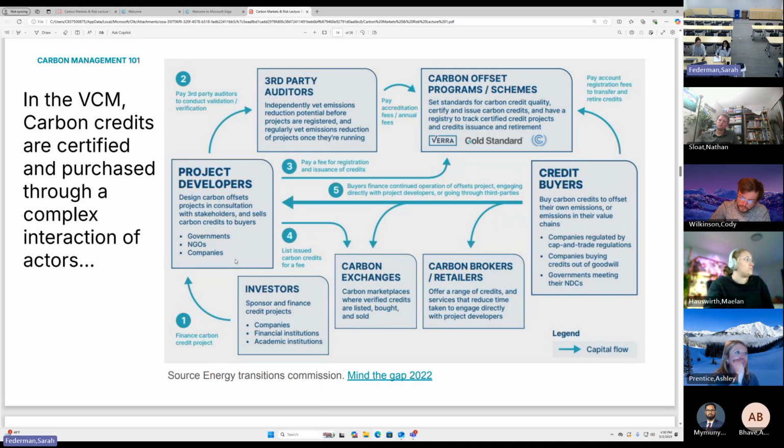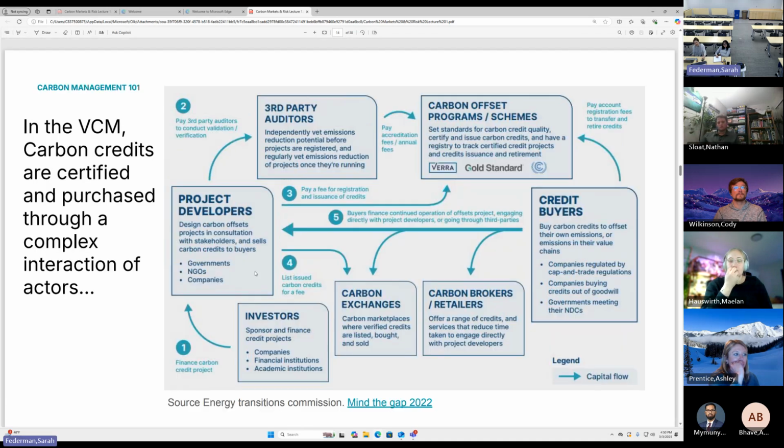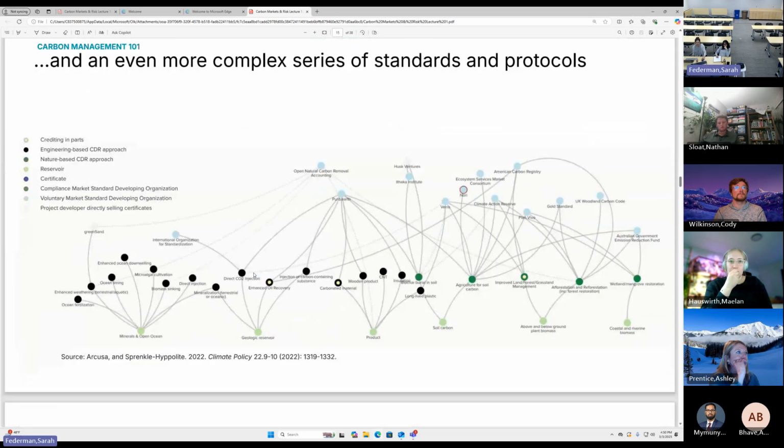Often developers won't work alone. They'll have a bunch of implementing partners. All this is to say that there's a lot going on to generate the projects, to verify the projects, and then to get them sold. And this is just a spaghetti map to show you, to your question earlier, that there are a lot of standards and protocols out there. Each of them has different MMRV requirements and different durability terms. I'm not going to go into each one, but you can see that there are a lot of different ways you can approach project design based on these registry protocols.